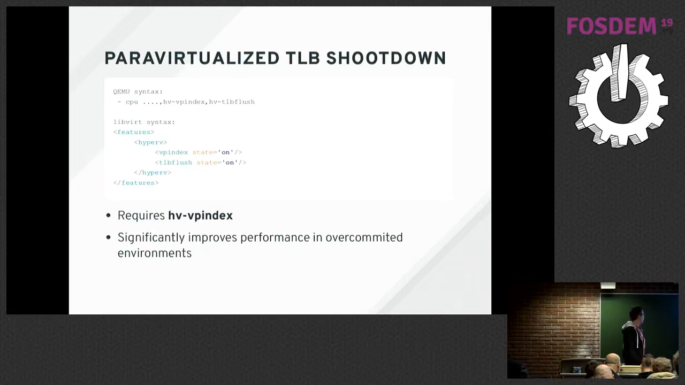TLB shutdown. Again, as you know, when you map something in memory, you may want to flush a TLB buffer, which is a fast translation from virtual to physical. And in the x86 world, if you want to flush this buffer on other CPUs, you send IPIs there. So it's basically interrupts, and you wait for them to perform just the shutdown.